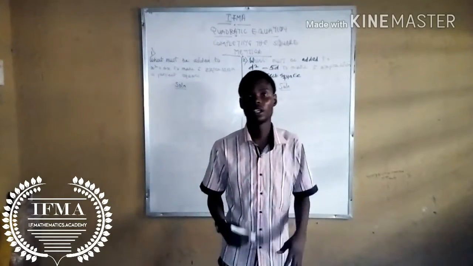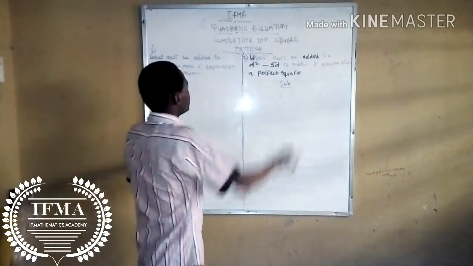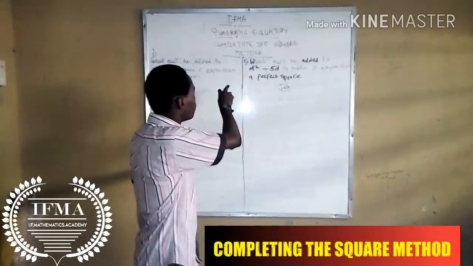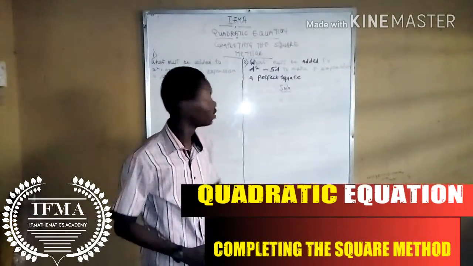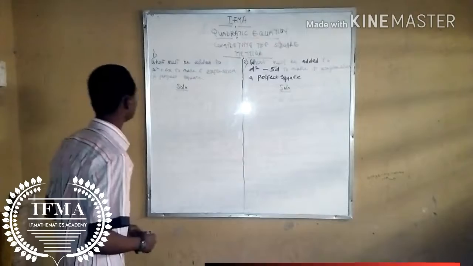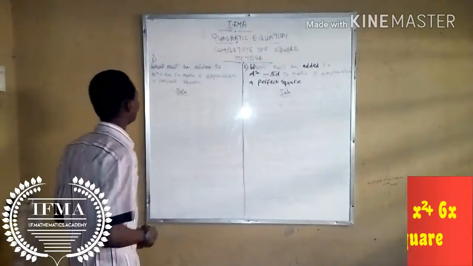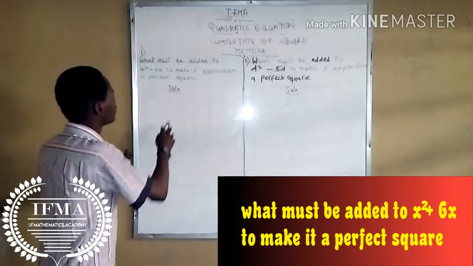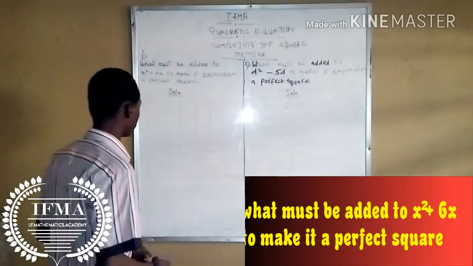And today we're going to be talking about quadratic equations, and under this we are talking about the completing the square method. Today we are looking at our example: what must be added to x squared plus 6x to make it a perfect square?